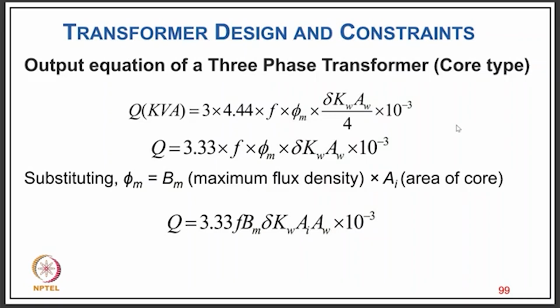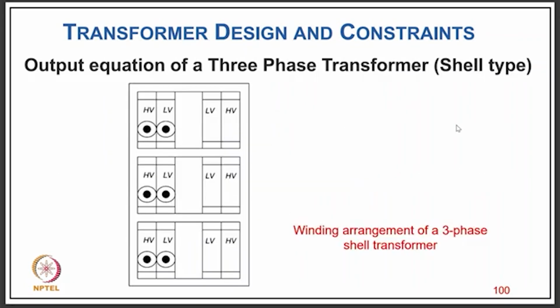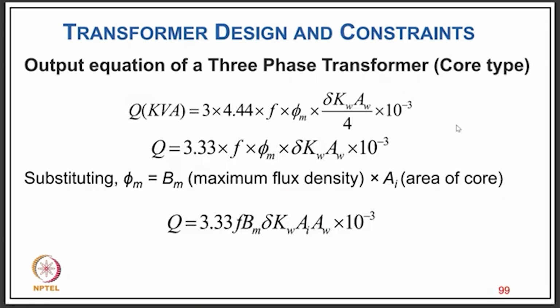This is the output equation of the three phase core type transformer. Here we are relating the window area as well as the core area with the current density, flux density, frequency and window space factor. That's the output equation in terms of kVA.